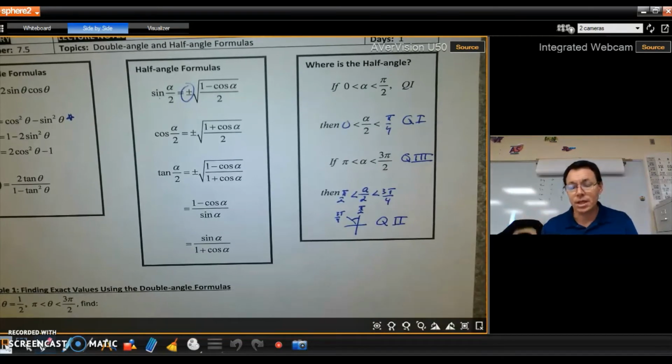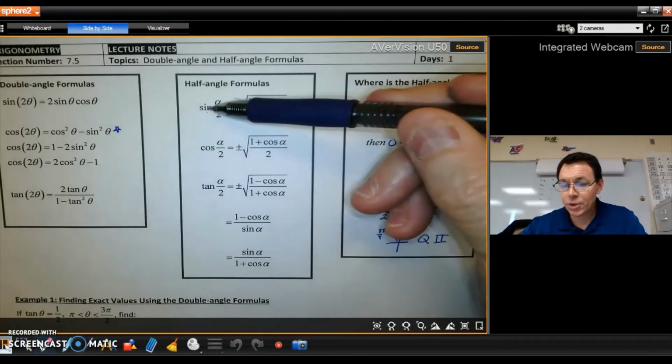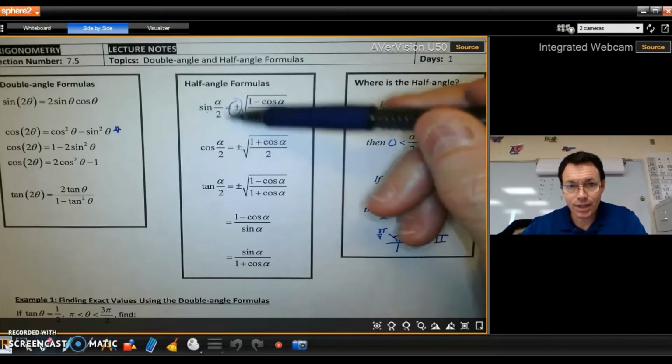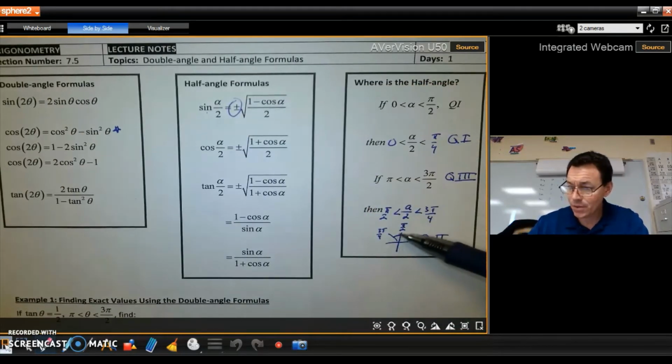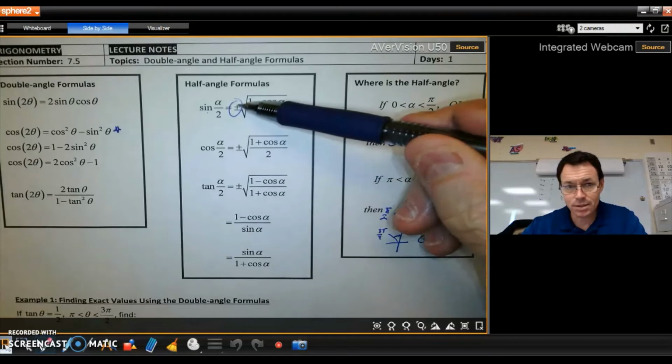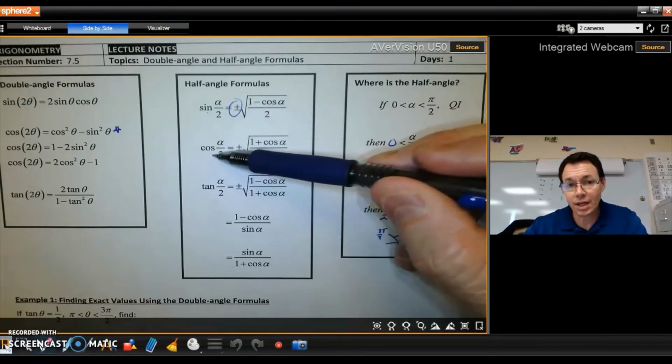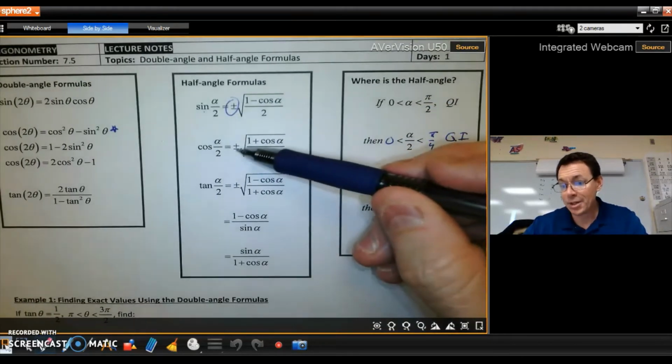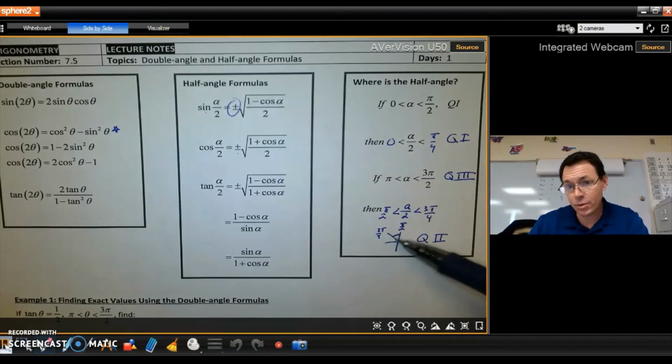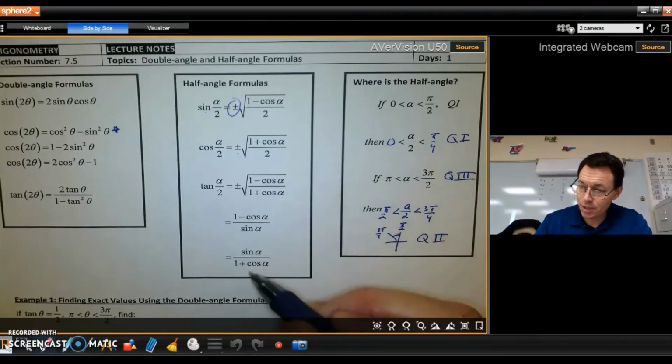The half angle is. So now, if I'm trying to find the sine of this half angle, because the half angle is in quadrant 2, I'm going to leave it positive. If I'm trying to find the cosine of this half angle, I'm going to make it negative because cosine is negative in quadrant 2.